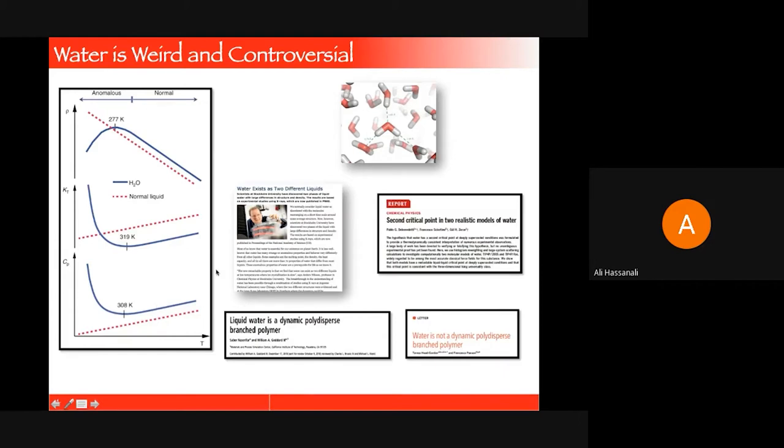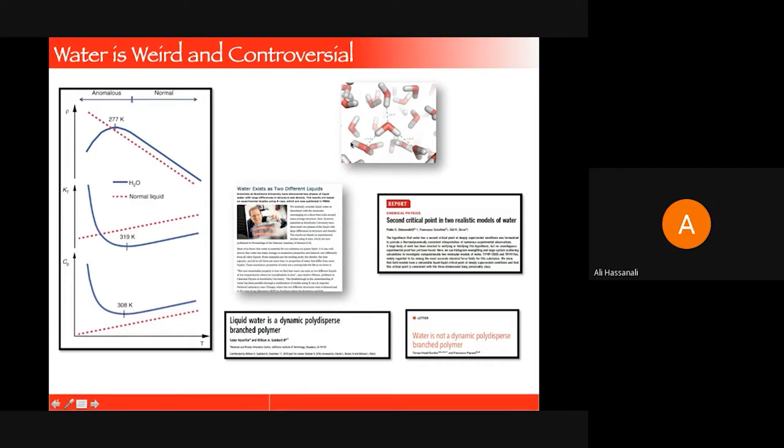And so a lot of these anomalies in water have been attributed to its hydrogen bond network. Liquid water is on average a tetrahedral structure, so it accepts and donates two hydrogen bonds on average. And there have been numerous debates in the literature on what is really the origin of these anomalies, and also more importantly, what is the molecular structure of water.